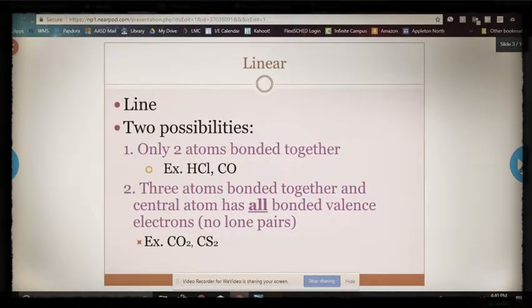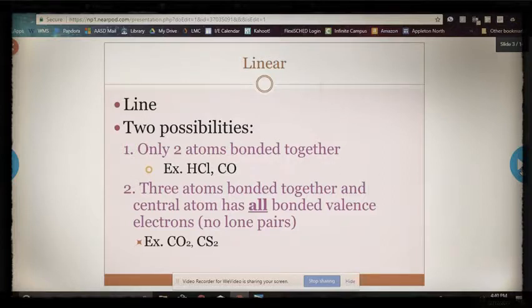Then the first basic shape that we have is linear, and linear can be in two different molecules. So either the molecules that have just two atoms bonded together. Our examples here are hydrochloric acid, HCl, and carbon monoxide, CO. In both of those cases, it would just be two atoms that are bonded together, and so the only shape they can form is a linear shape.